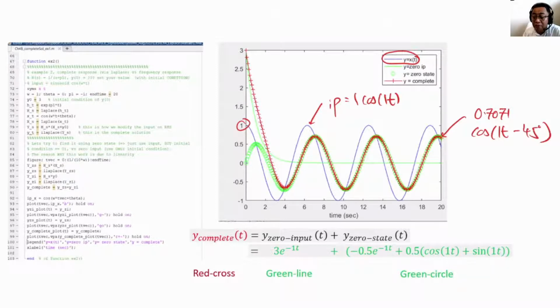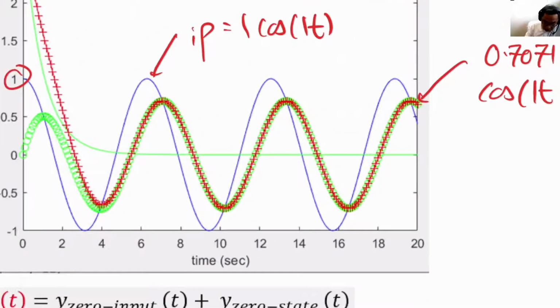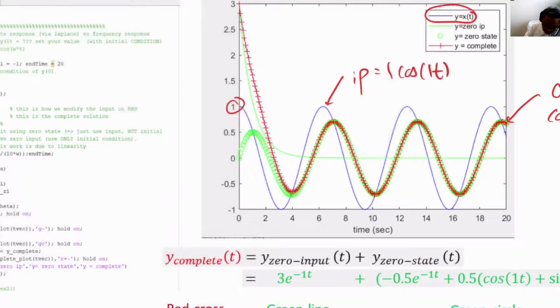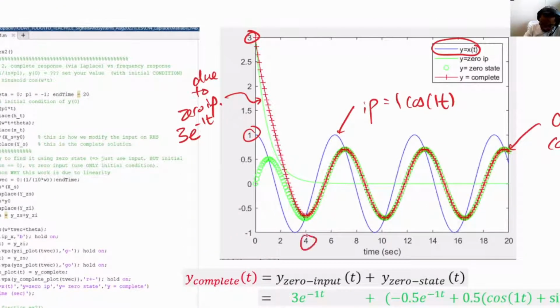You go on forever as long as the blue line comes. What about the two transient responses? Well, this green guy here is due to the zero input. The equation is 3e to the minus 1t. So see, it began at 3 at time 0, and it comes down very quickly, and about 4 seconds later, it is almost stable, and wow, it is almost 0. So it doesn't contribute to the output anymore.